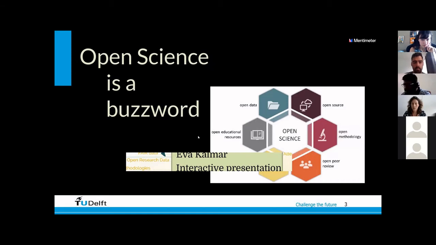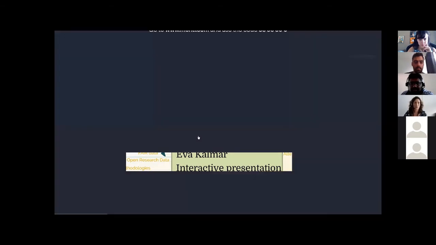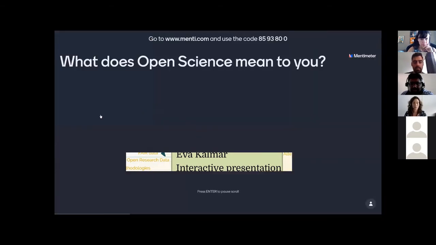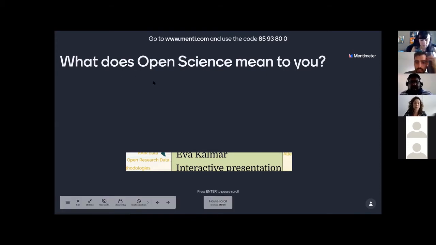So my first idea about this session was that I would like to ask you what your opinion is about open science. What does open science mean to you? So I would like you to go to mentimeter.com and then use the code here above.